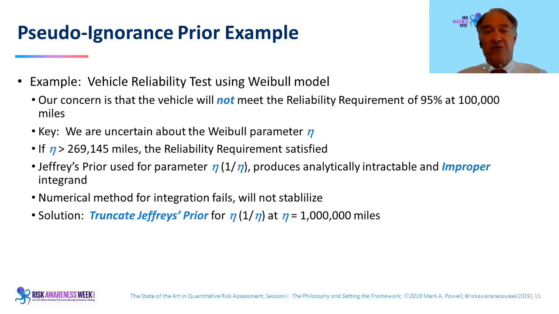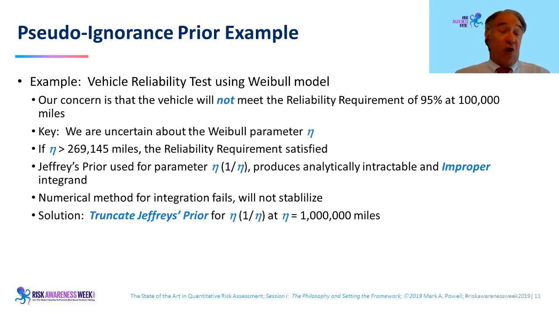It's not uncommon to see vehicles warrantied out to 100,000 miles, especially for the drivetrain, which is why they have a reliability requirement like that, so they can set their warranty cost. So the solution in this case is truncated out at some far out point. Well, the question is, will the numerical method stabilize?